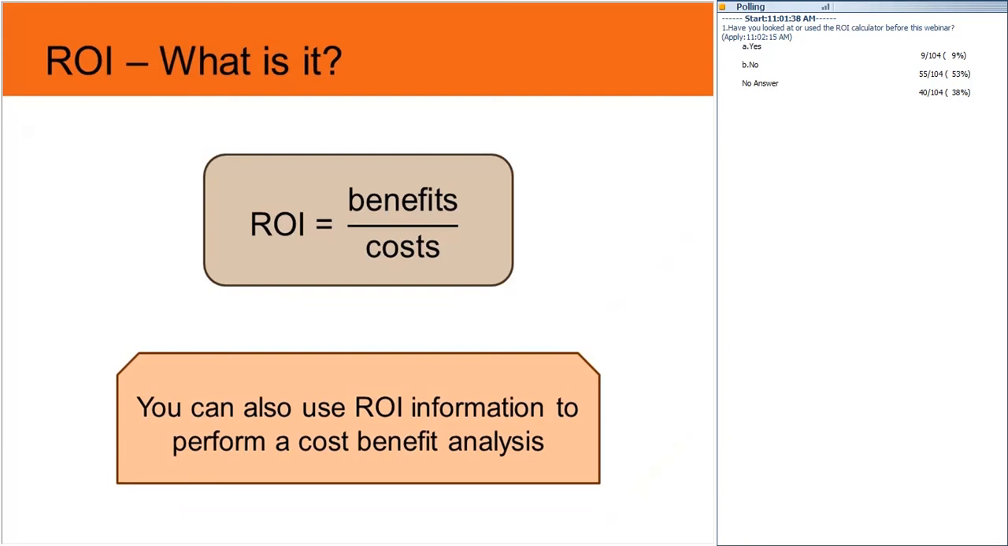So, return on investment, what is it? Most of you will know what it is. Simply put, it's the total benefits divided by the total costs. And usually it's presented as a percentage, like an ROI of 150%, or $3.10 of benefits gained per $1 of cost invested. And this information is typically used to calculate an ROI and can also be used in a cost-benefit analysis.